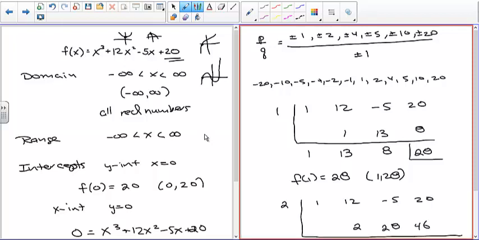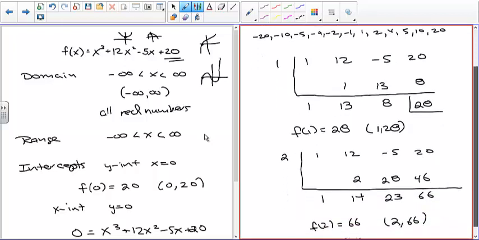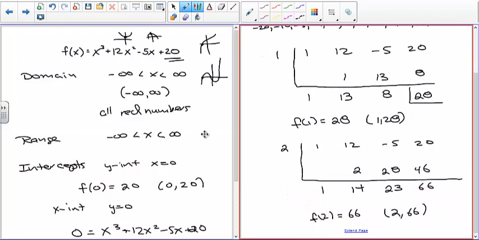So then you just pick another one. Let's pick 2. So you go through the same thing. Bring that down. 2 times 1 is 2. 12 plus 2 is 14. 2 times 14 is 28. 28 minus 5 is 23. 23 times 2 is 46. 46 plus 20 is 66. So again, it's not 0, so that's not one. X equals 2 is not a zero, or x minus 2 is not a factor.